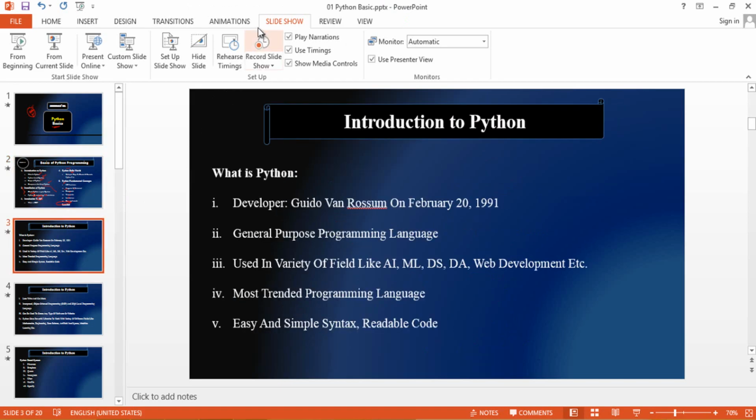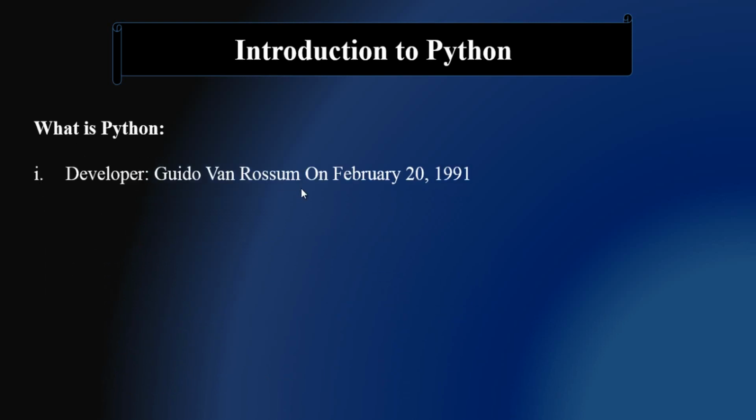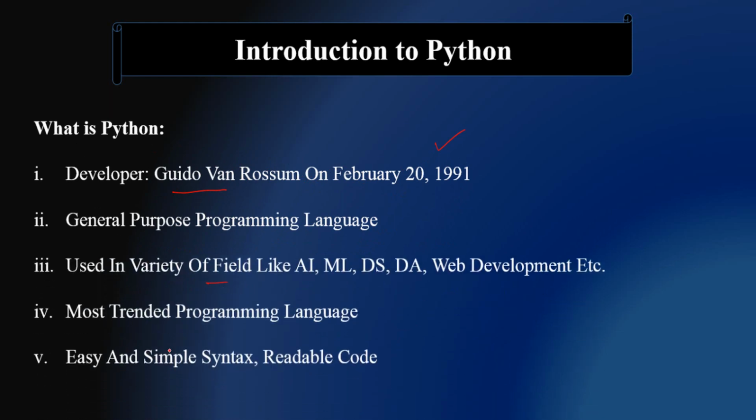So this is our slide in which we will cover the basics of Python. First of all, what is Python? Python was developed or invented by the scientist Guido van Rossum. He is the inventor of Python, in February 1991. It is a general purpose language used in a variety of fields, the most trending programming language, with easy, simple syntax. I didn't want to share theoretical concepts, but the general concept should be known. Python is a general purpose language used in different fields: artificial intelligence, machine learning, data structures.